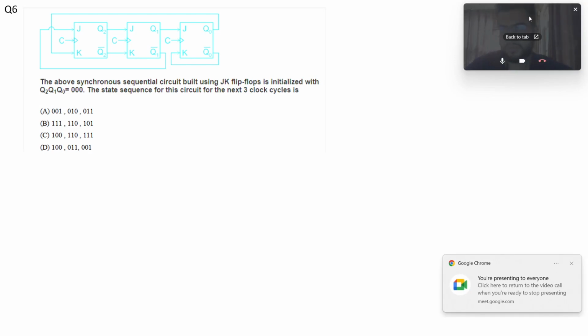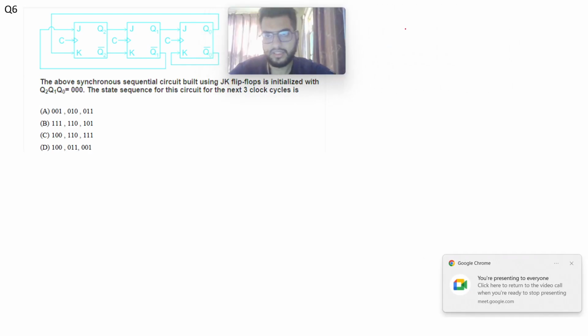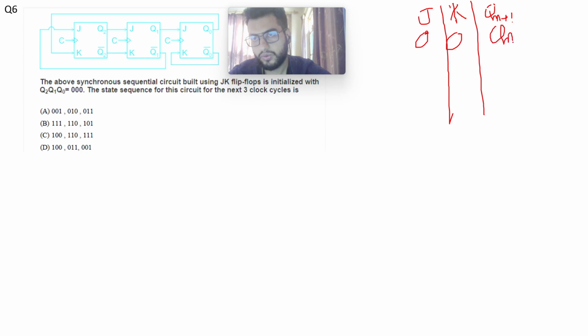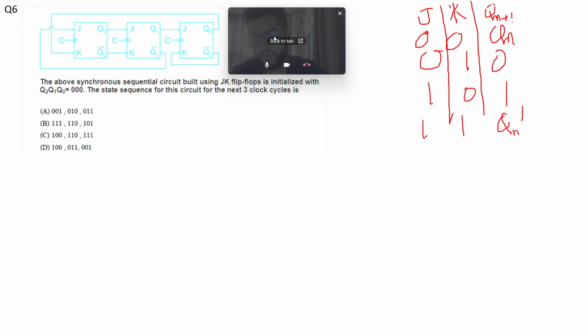So before we proceed to finding out the state sequences, let's draw the characteristic table for JK flip-flop. We had already done it, but we'll do it again, because these things we need to do again and again. So you have here Qn plus 1, J and K. For 0, 0, as I already discussed, we have a condition of memory, that is Qn. For 0, 1, it is 0. For 1, 0, it is 1. And for 1, 1, it is a toggle condition, that is Qn plus 1 will be equal to Qn bar.